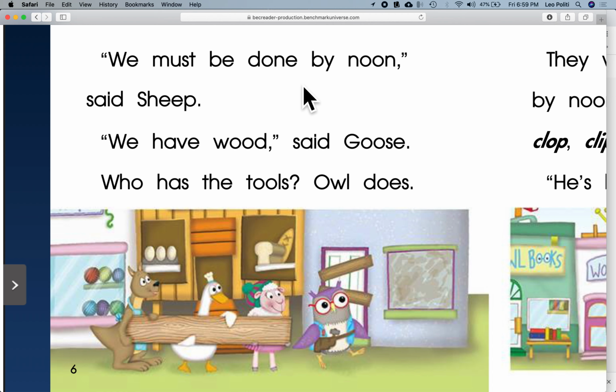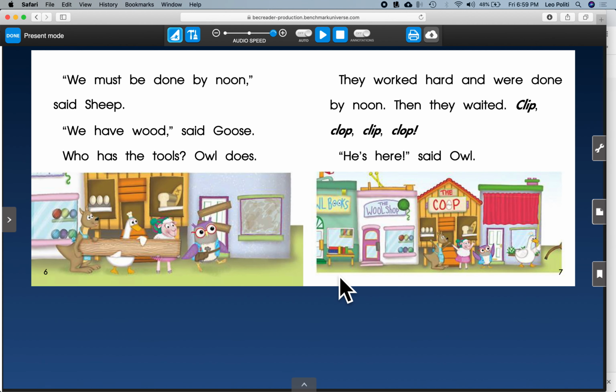We must be done by noon, said Sheep. We have wood, said Goose. Who has the tools? Owl does. Oh, that's what he's got here. He's got his tool belt. Now, we must be done by noon.